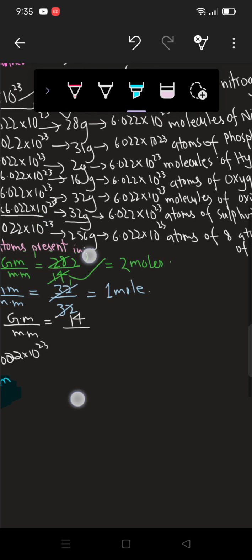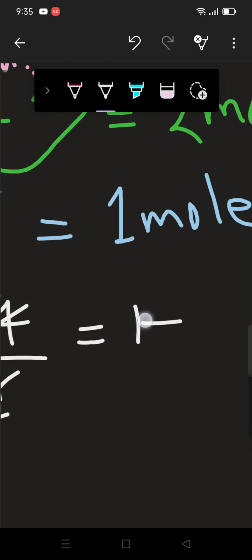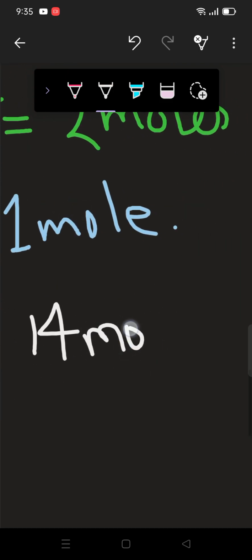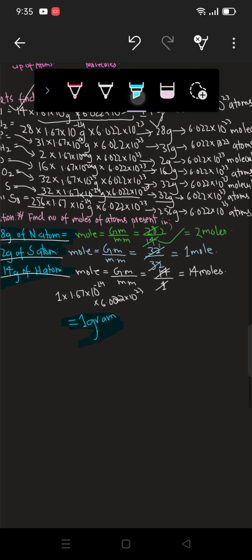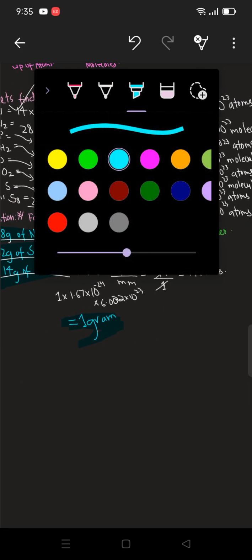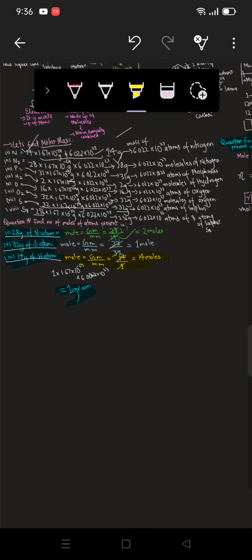So just divide 14 by 1 gram. What we get is 14 moles, right? So how many moles are present in the 14 gram of hydrogen? There are 14 moles present in the 14 gram of hydrogen atom.